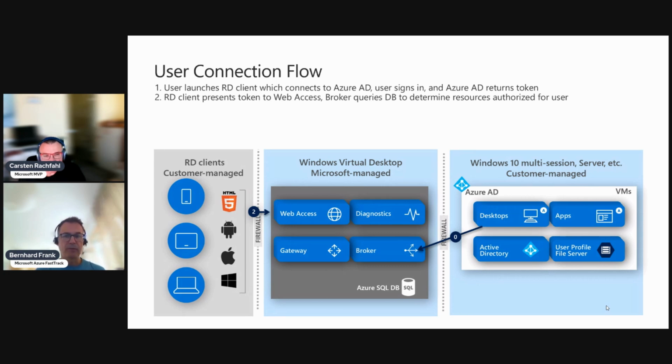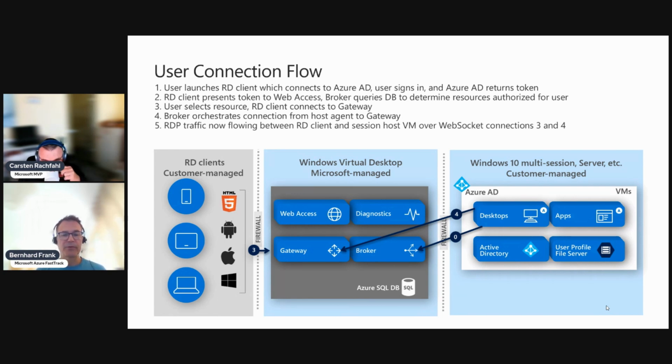So when we get back the token saying you are valid, we go back to the web access or to the broker and determine the resources that are available for that user. The user can then select the resource and connect to the gateway. And what then happens is that the gateway tells the desktops through the brokering service, hey, you should reach out to me because I have a user waiting here. So it's not like it is an inbound connection from the desktop's perspective.